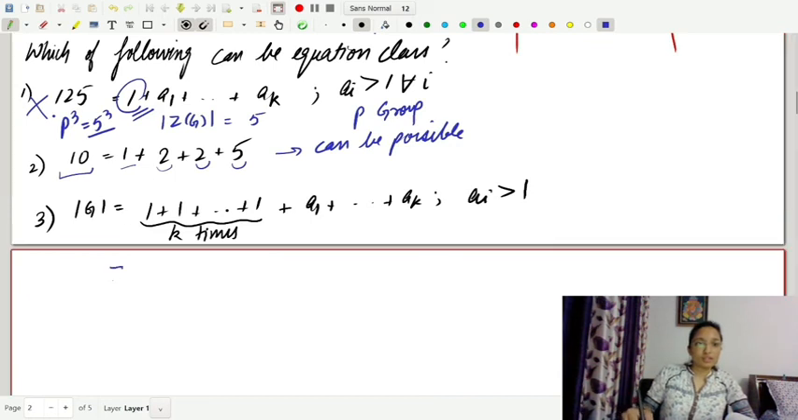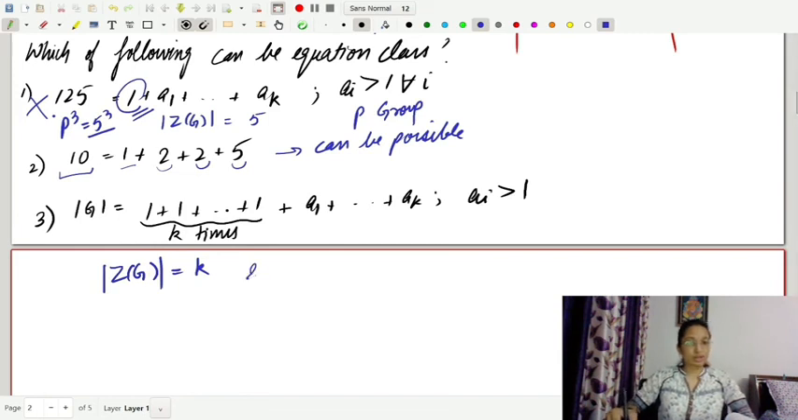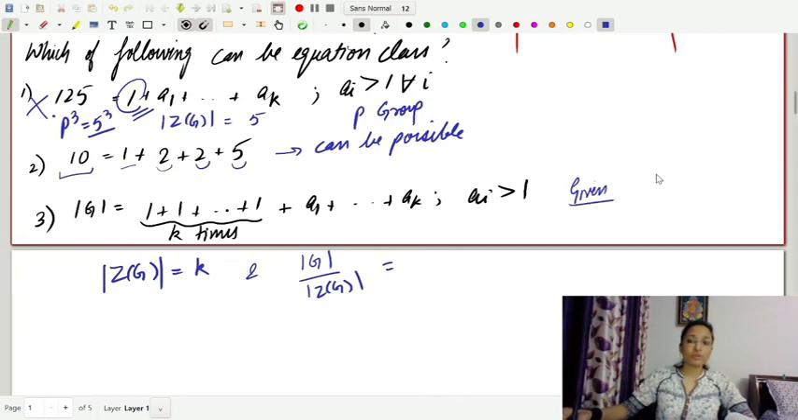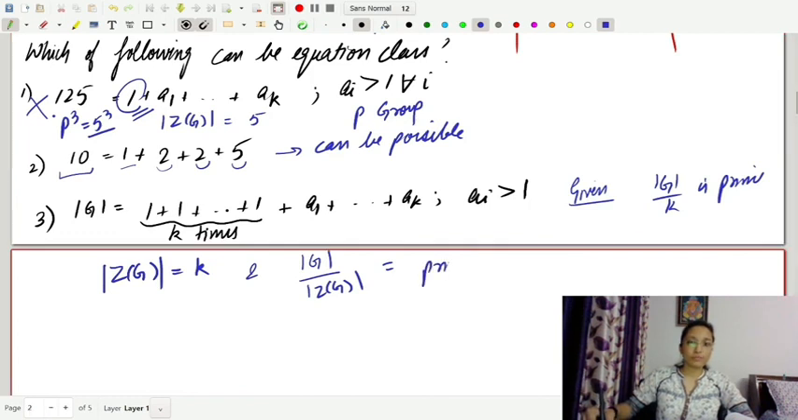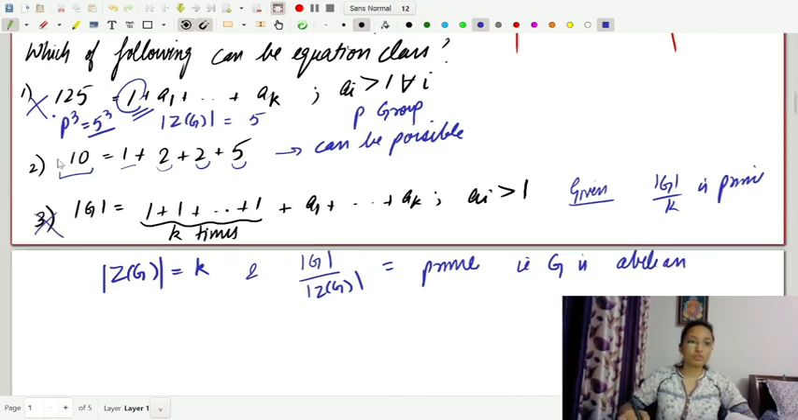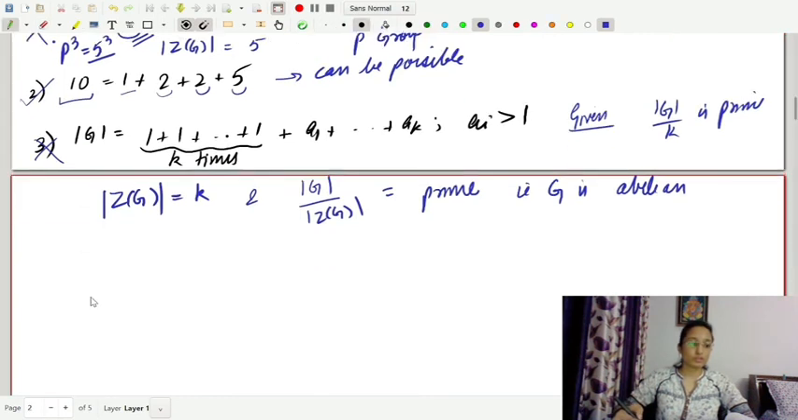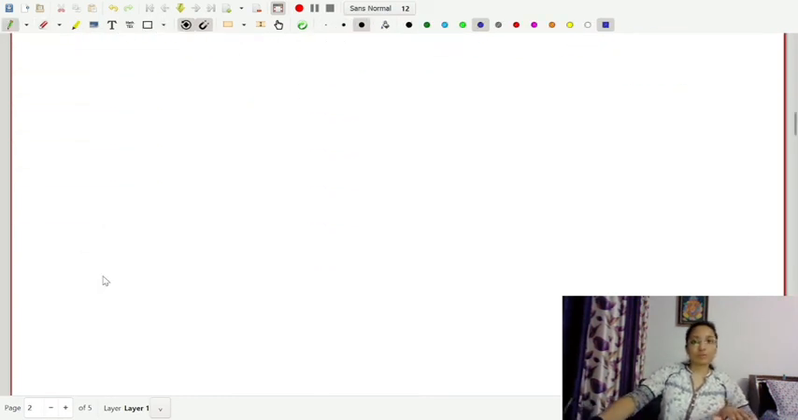And in this case, the order of the center of G is K, and the order of G by the center of G is, as already given in the question, that the order of G by K is prime. Therefore G by the center of G is prime, that is, G is abelian, and hence this cannot be the class equation, therefore this is the only choice we have left. Now let's discuss some of the class equations of important groups.